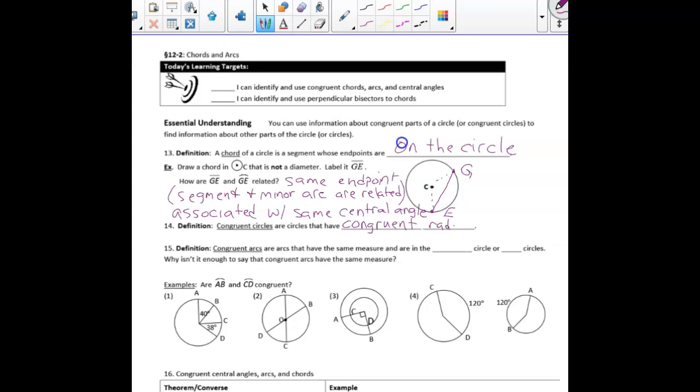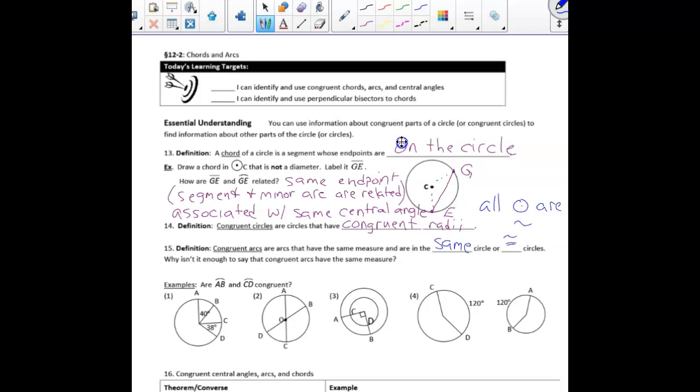Now, congruent circles are circles that have congruent radii. Remember, radii is the plural for radius. And all circles are similar. Okay? So all circles are in proportion to one another. There are no angles, so they can't be different. Now, congruent arcs are arcs that have the same measure and are in the same circle, or congruent circles.